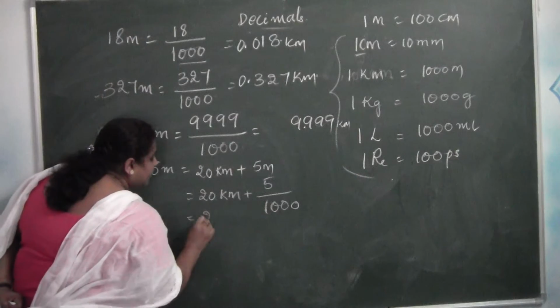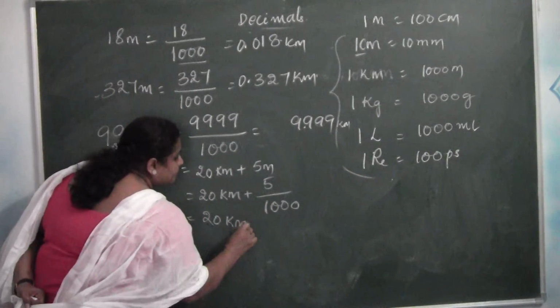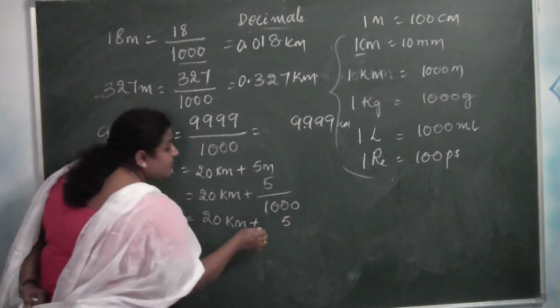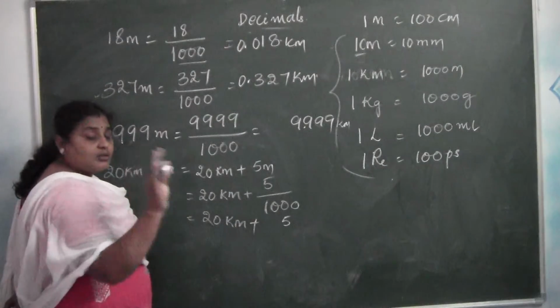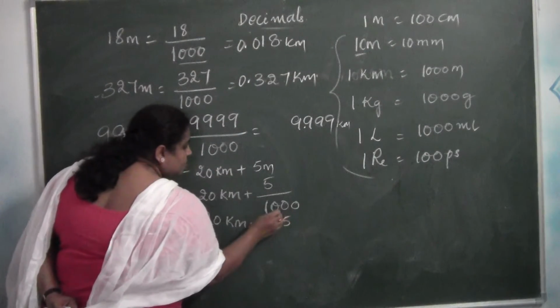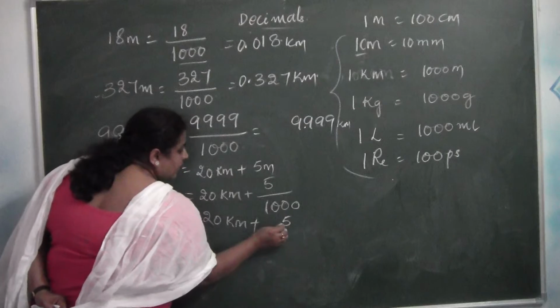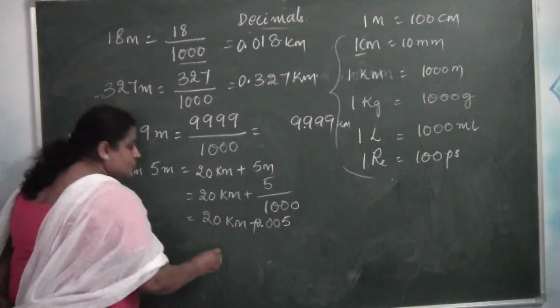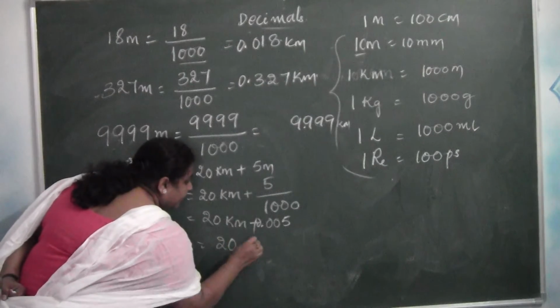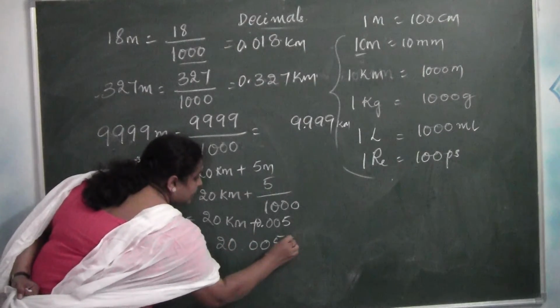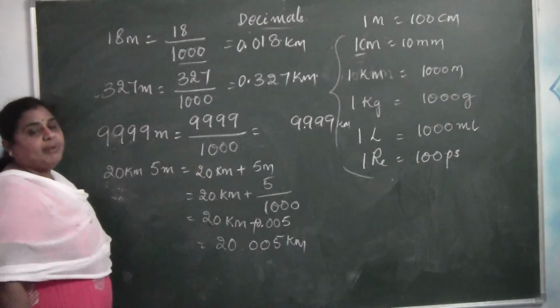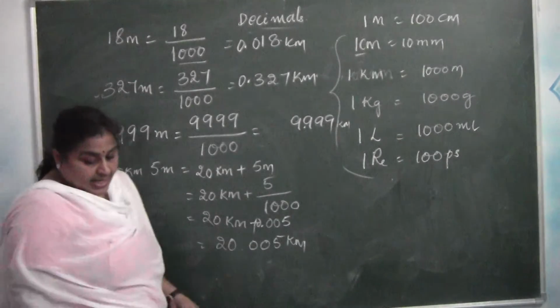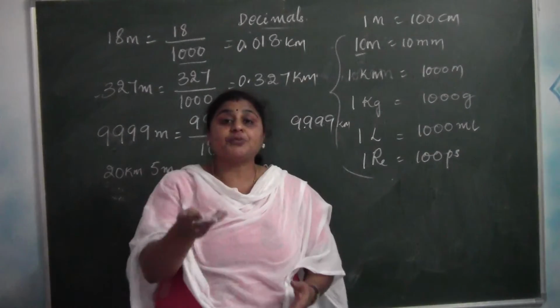So we have to express this 5 meters as kilometers. That's why I am dividing only 5 by 1000. So how do we write? 20 kilometers plus, now how many zeros in the denominator? 3. 1, 2, 3. So what do we get? 20.005 kilometers. Got it, children?